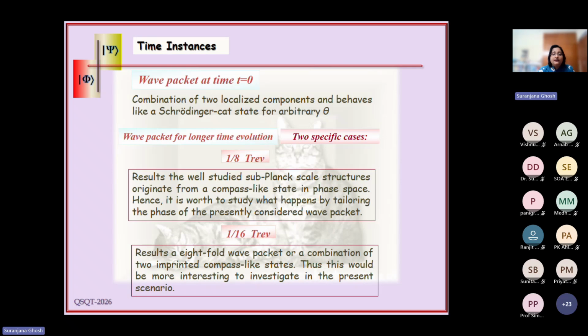So mainly we focus here on time 1/8 of T revival and 1/16 of T revival time. Because we know at 1/8 of T revival time, we can get this compass-like state. And it's very interesting: at this time, if we have control over quantum interference, then what will happen? And at 1/16 of T revival time, there will be some kind of combination of two compass-like states. So it's also interesting to study.